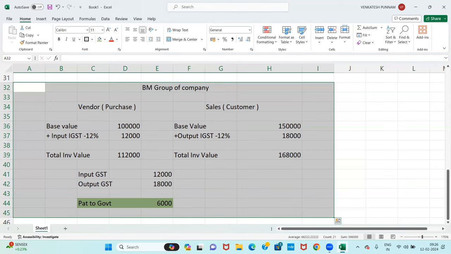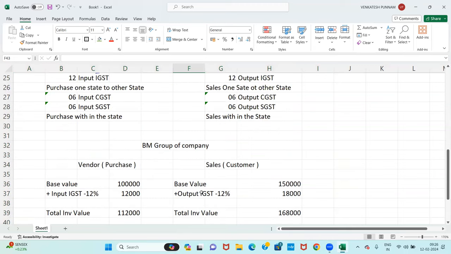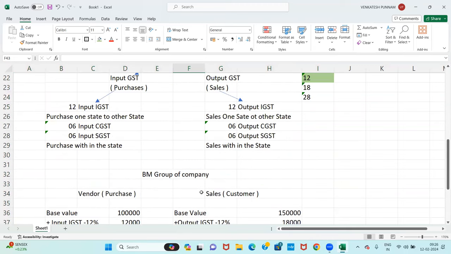One more GST is also there, UGST. Okay, we'll discuss it later. Very simple, everyone. I can tell you some overview. UGST applies when your business is in union territories. How many union territories are there in India?